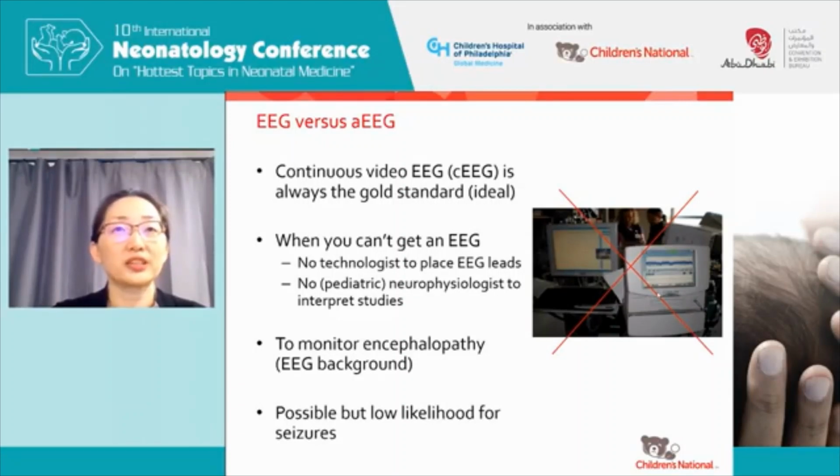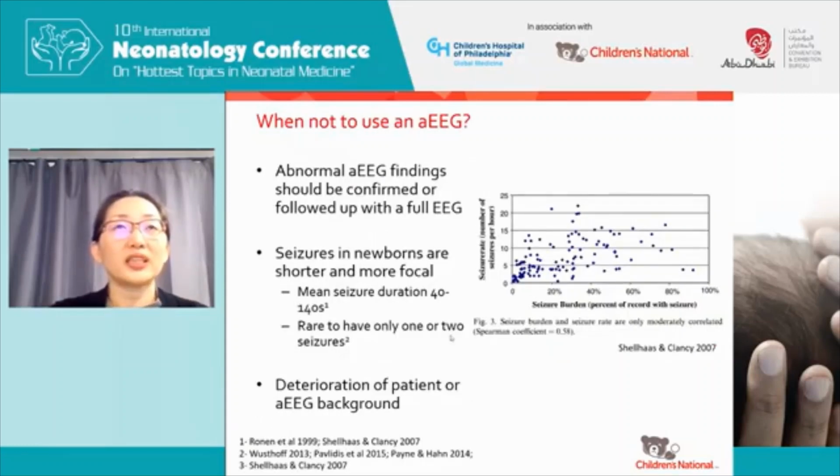However, once you've identified abnormalities on the AEEG, you should go over to a full EEG to give you the resolution, to give you more information potentially. When is an AEEG not useful? One, if you want to accurately assess the true seizure burden of your patient.